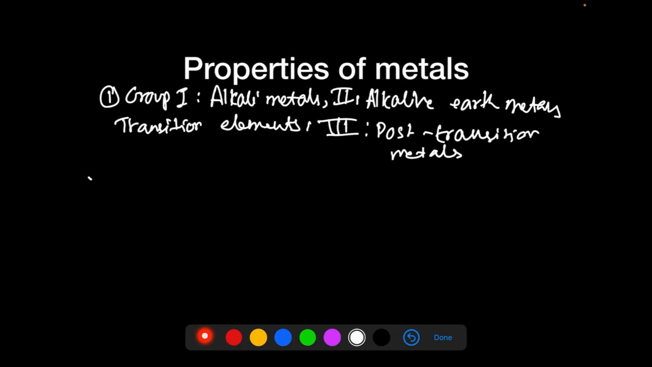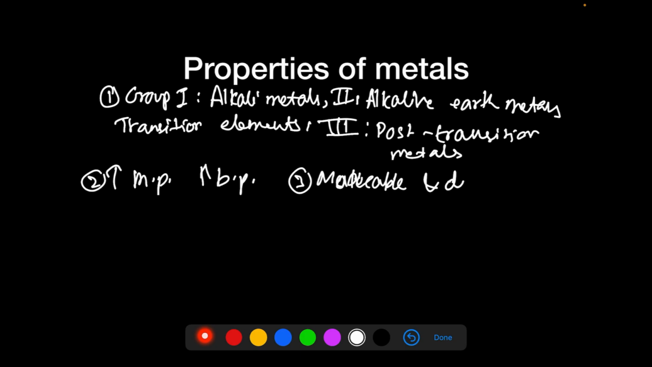And then they have high melting and boiling points. They are malleable and ductile. Malleable meaning they can be drawn into sheets, and ductile meaning they can be drawn into wires. They are good conductors of electricity and heat.